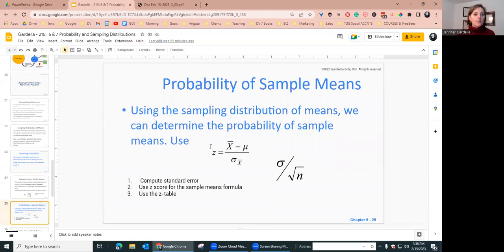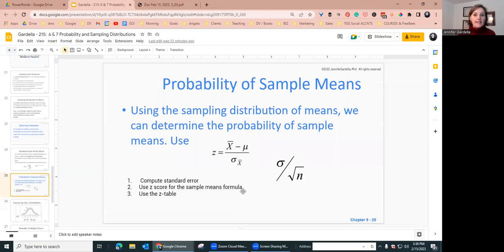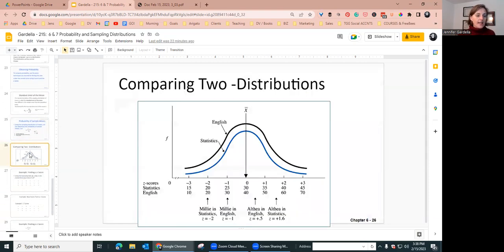So again, when we have a z-score and we've taken it from a sample, the z now is x bar minus mu over the standard error. And the standard error is the standard deviation over the square root of n. And then we can use the z-table to find out where this is in the population's distribution.